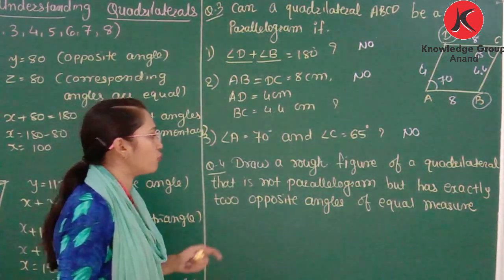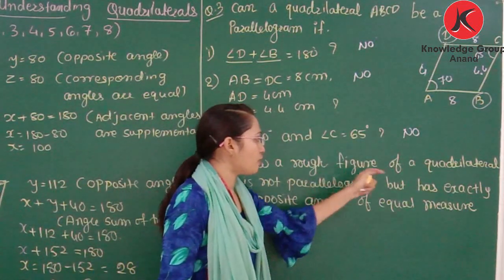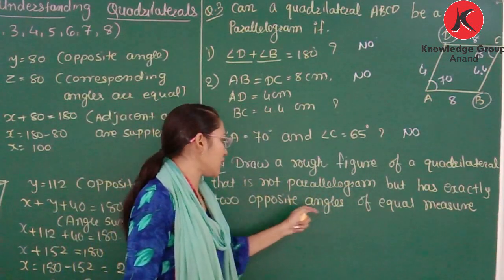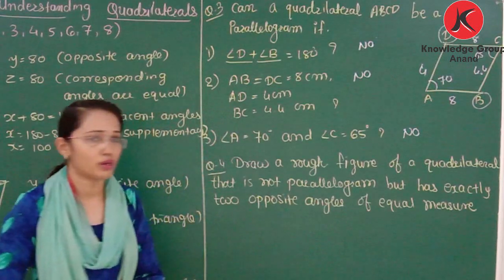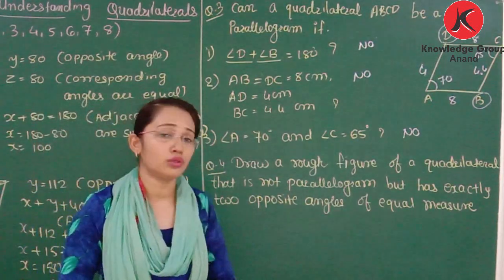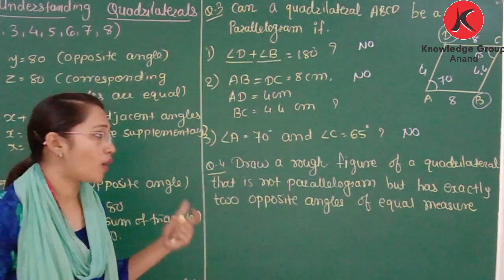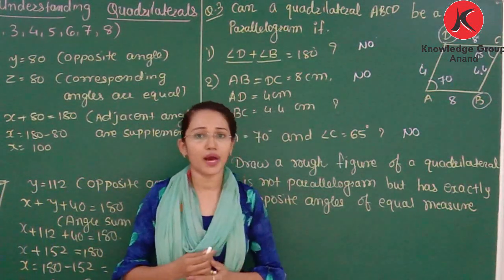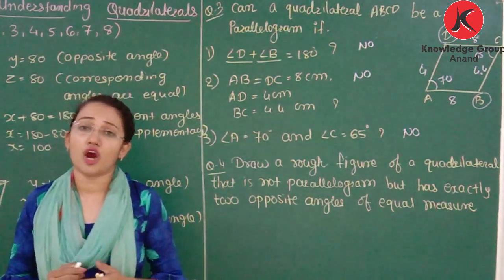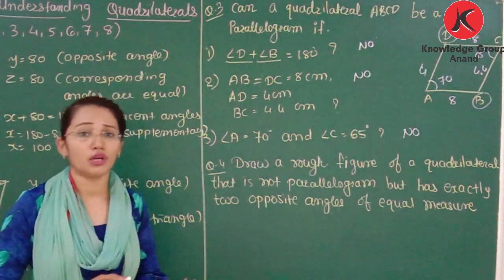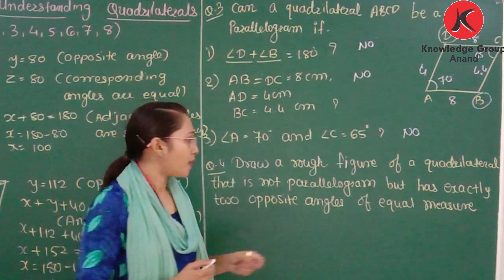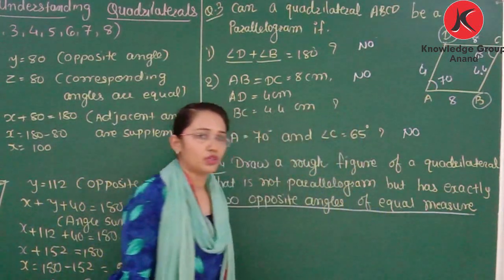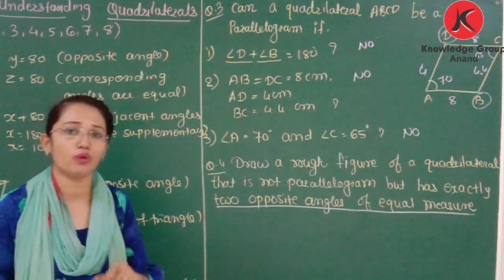Now question number 4: draw a rough figure of a quadrilateral that is not a parallelogram but has exactly two opposite angles of equal measure. What you have to do here, you need to draw a quadrilateral, which means any polygon of 4 sides, but the condition is that it should not be a parallelogram. We have to draw a figure that is not a parallelogram, but has opposite angles of equal measure, only one pair of opposite angles being equal.